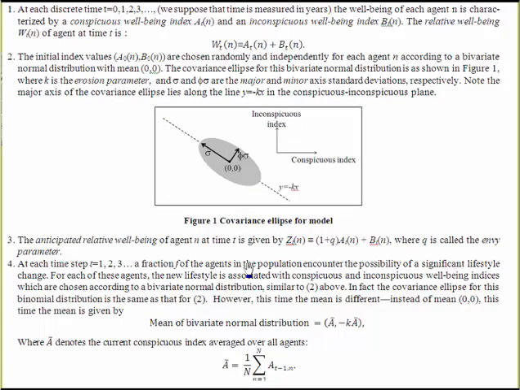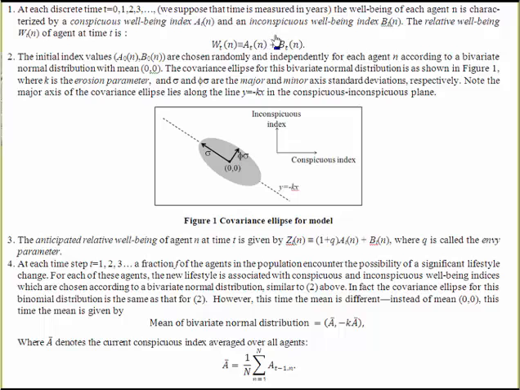Okay, and here's the simple model in mathematical form. We have a well-being index W_t(n) for each agent n at each time t, and that well-being index consists of conspicuous and inconspicuous parts, A_t and B_t, respectively. Now, this is a relative index. We're not taking this as an absolute index. So really what we care about is the increase and decrease of this index.